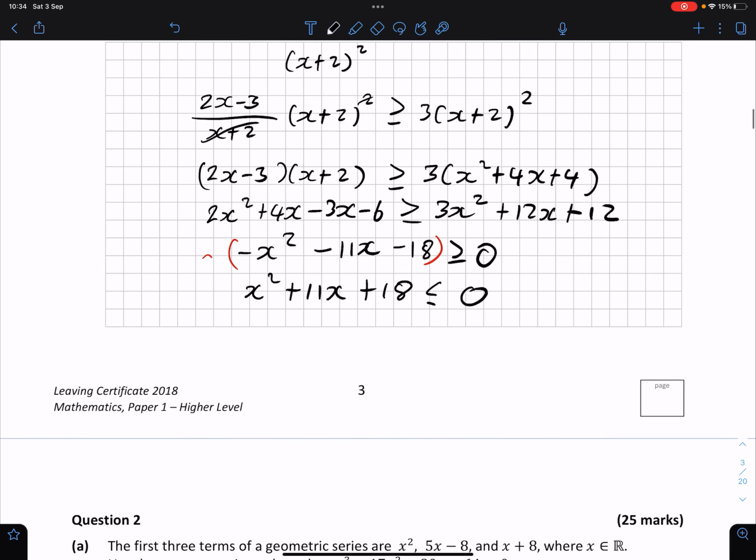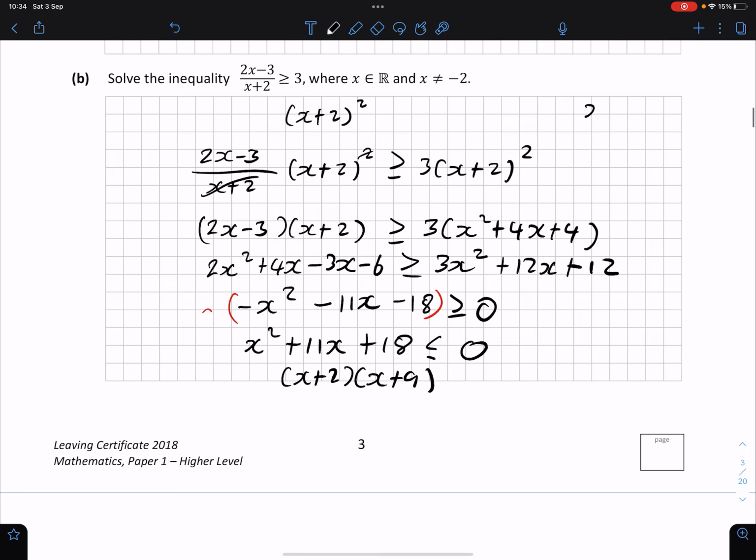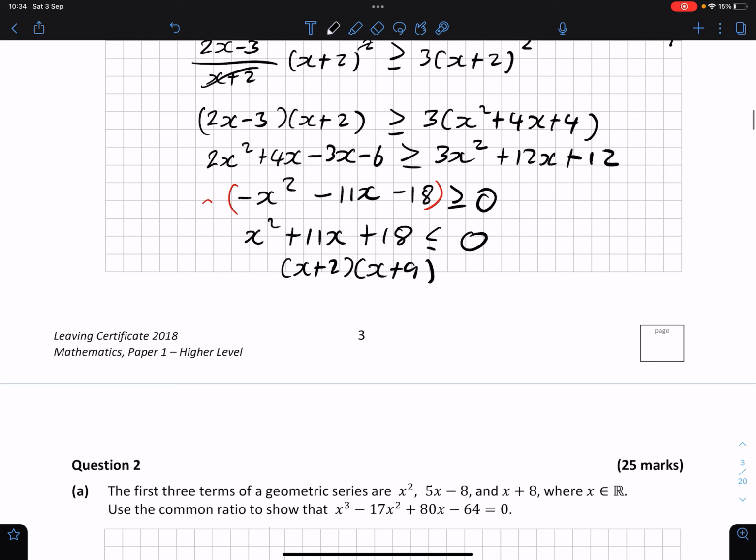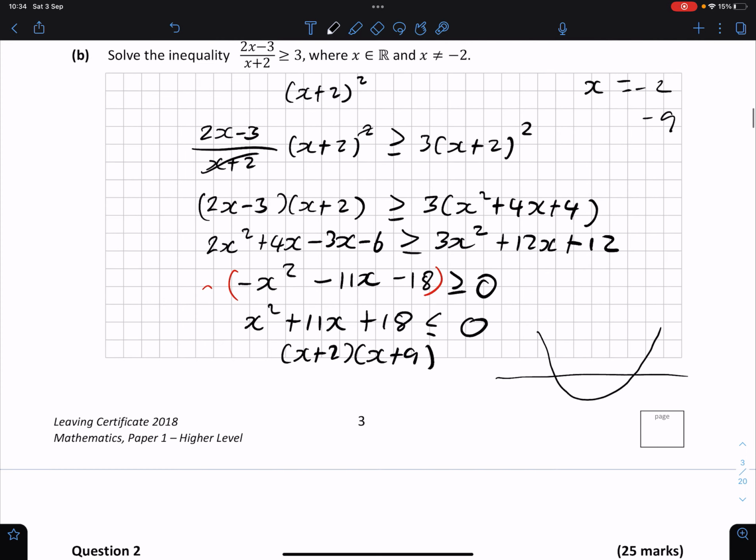Now, at this point, we want to factorize this. Why do we want to factorize it? Because when we factorize it, we are able to identify where the roots are. Based off of that, we can draw a quadratic curve and see whether we're looking at the top half of the curve or the bottom half. If we factorize this, we should get x plus 2 and x plus 9. From this, we know our roots are x equals minus 2 or x equals minus 9. So I'm going to draw a little diagram here, and we have minus 9 here, minus 2.